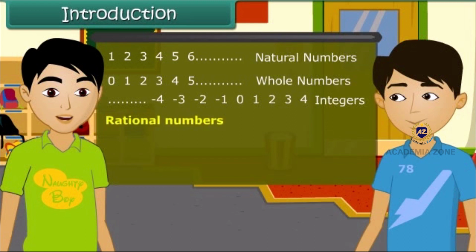These numbers are in the form numerator by denominator, where numerator is either 0 or a positive integer and the denominator a positive integer. I did not understand. Come, I will explain you.